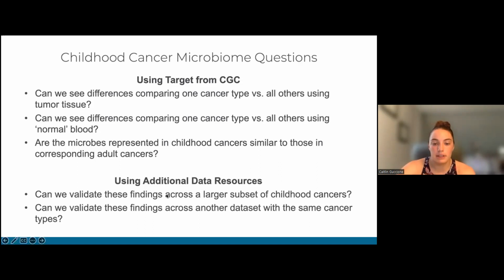And then using some additional data resources, we hope to validate these findings across a larger subset of childhood cancers, and then also validating these findings across another data set with similar cancer types to make sure that this isn't just unique to whatever data is available through TARGET.